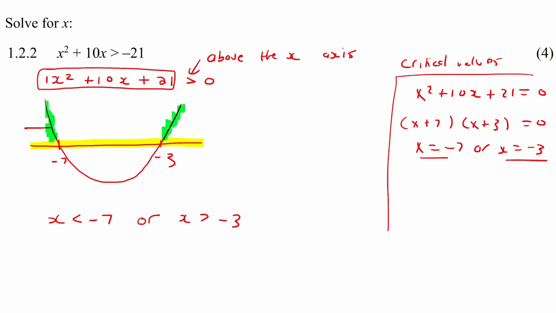Whenever x is to the left of something, it's smaller than, and whenever x is to the right of something, then it's always going to be bigger than. Now, if you want to use interval notation, you would go from -infinity up to -7, and then you could say, or from -3 up to infinity.